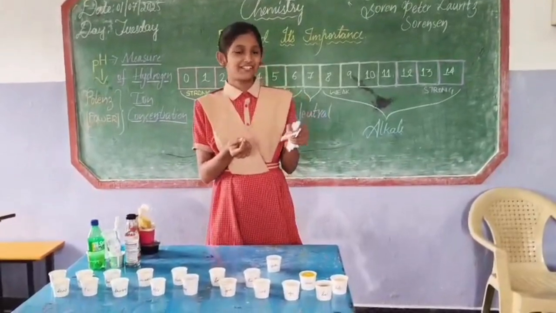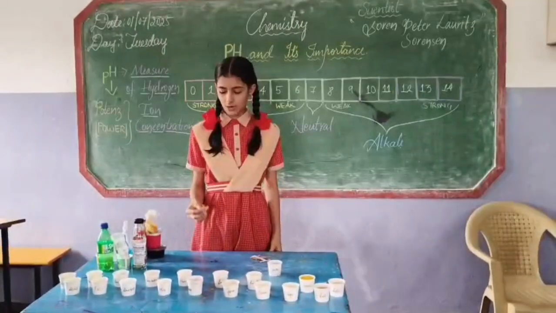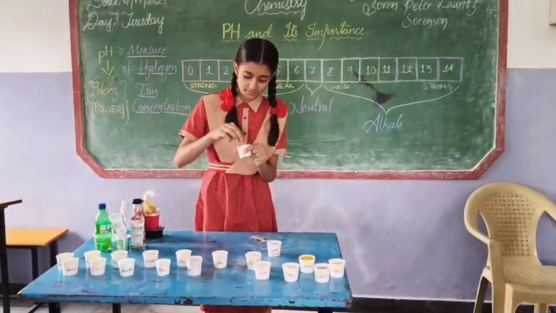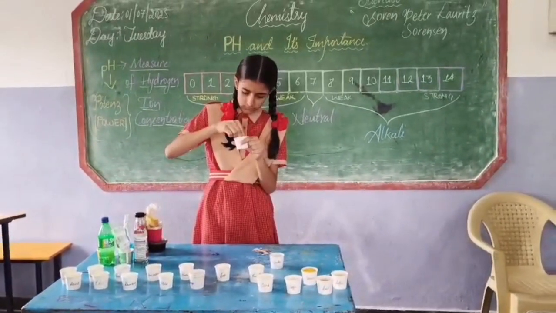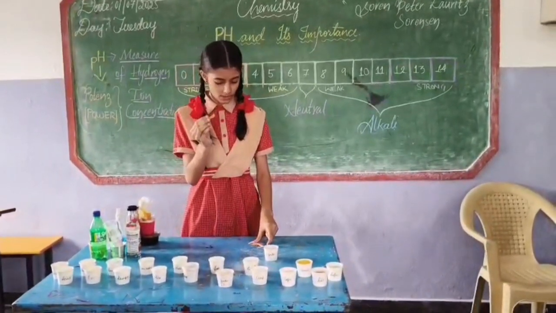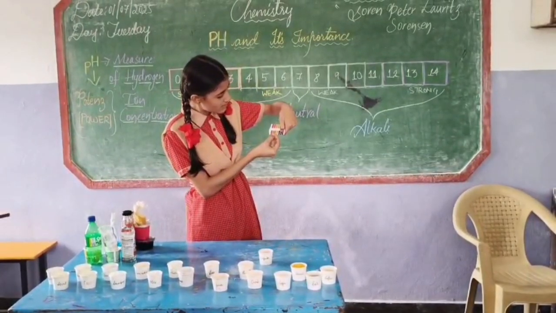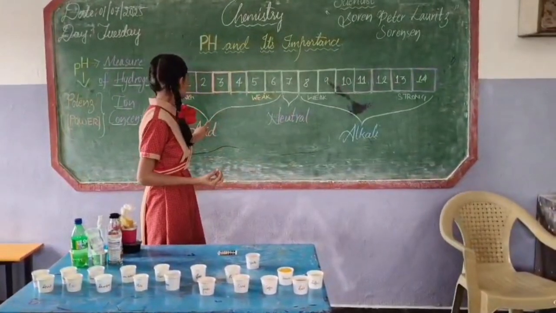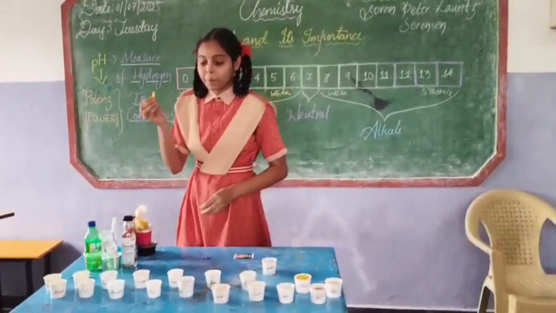It is somewhat near 12. 12 is a base. Now I am going to dip this paper in tomato solution. Dip this beet. It is still yellow color. It stands for 6. So 6 comes under acid. It is a weak acid. This pH paper is very good.